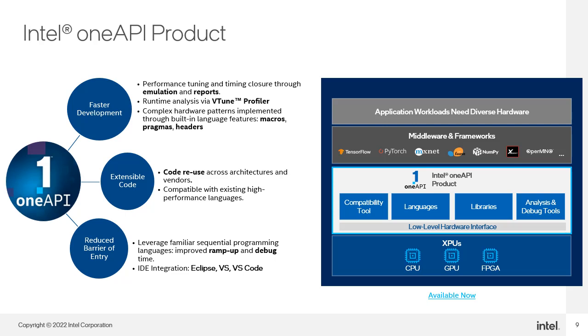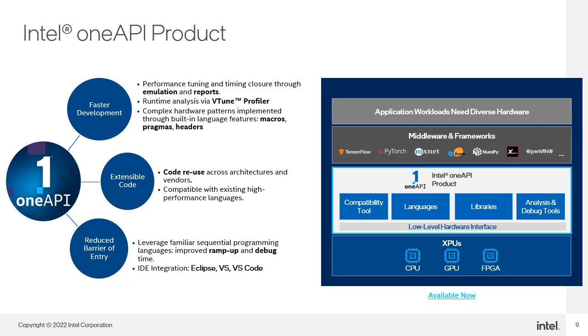You can get runtime data across your host and accelerators through the VTune profiler, plus easily develop complex hardware patterns implemented through macros, pragmas, headers, and other built-in language features. Using the oneAPI model provides you an extensible code that is compatible with existing high-performance languages, such that you can now reuse source code across multiple hardware architectures and vendor platforms, although code will need optimization to be performant on a different architecture.